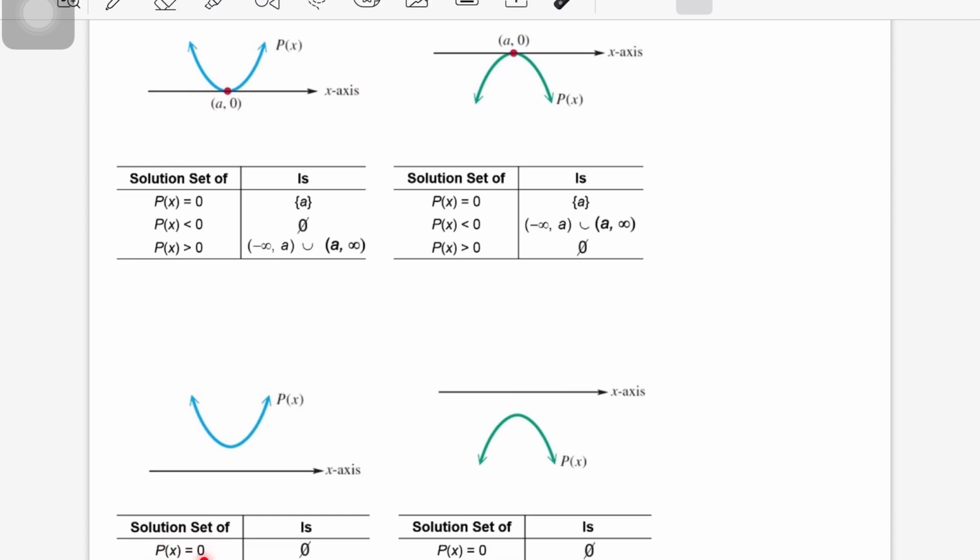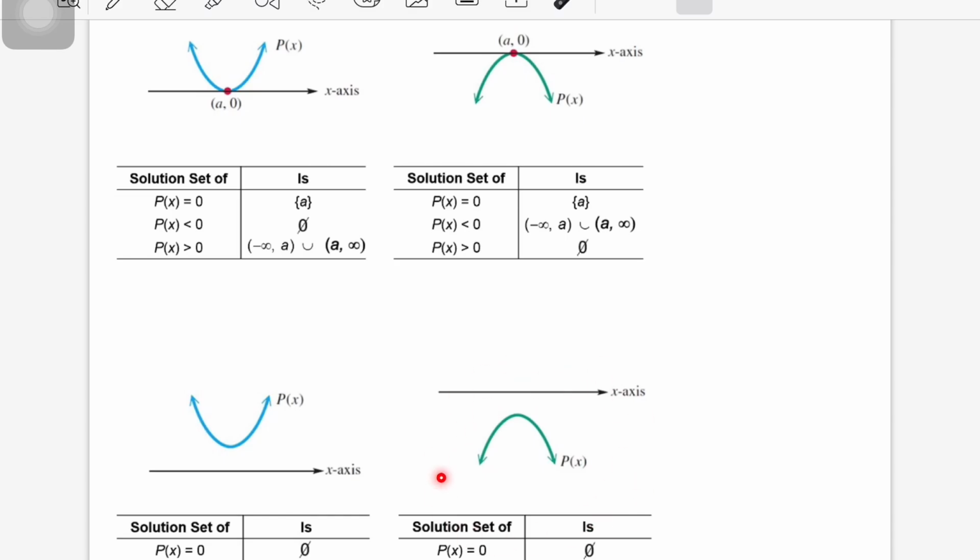So our solution set when p of x is equal to 0 is going to be the empty set, and when it's less than 0, in this case, it's going to be the empty set as well, because all of our output values are positive. It's above the x-axis. And so this tells us that when our quadratic equation is greater than 0, that's going to occur everywhere. So all real numbers here.